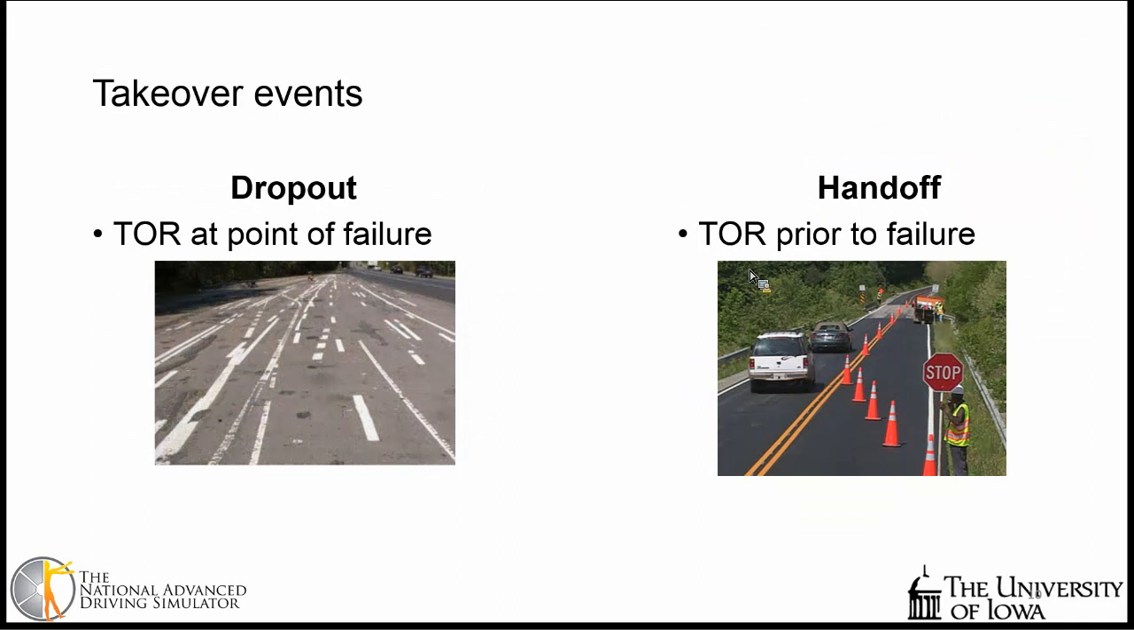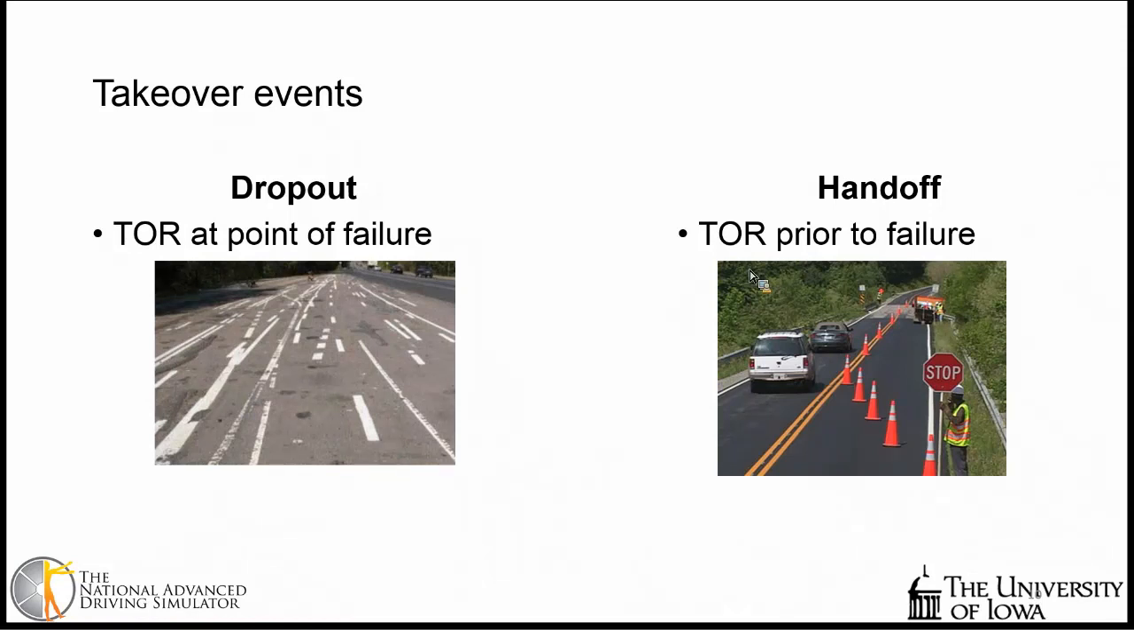So throughout the drive, as we've done in previous studies, we interspersed some takeover situations. And we'll talk about two of those situations here. We categorize them by whether the automation would have known that it was going to have to hand off control to the driver prior to the situation. So dropouts are essentially situations where the automation just suddenly failed and suddenly handed back control to the driver. And then handoffs were situations where drivers had a takeover request several seconds before they encountered the event.